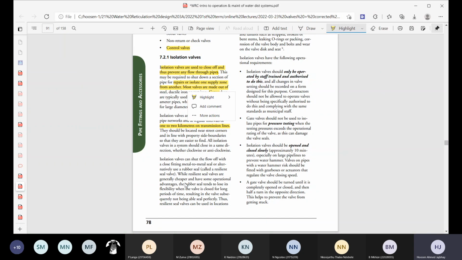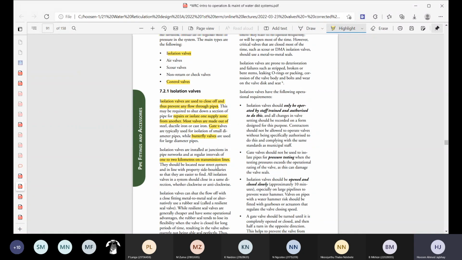The way these valves operate, I strongly suggest you go on the internet and just type in gate valve picture, and you'll see a picture of it, or gate valve cross section, and you'll see a picture of that, and then you'll visualize how these valves work and what they actually do.